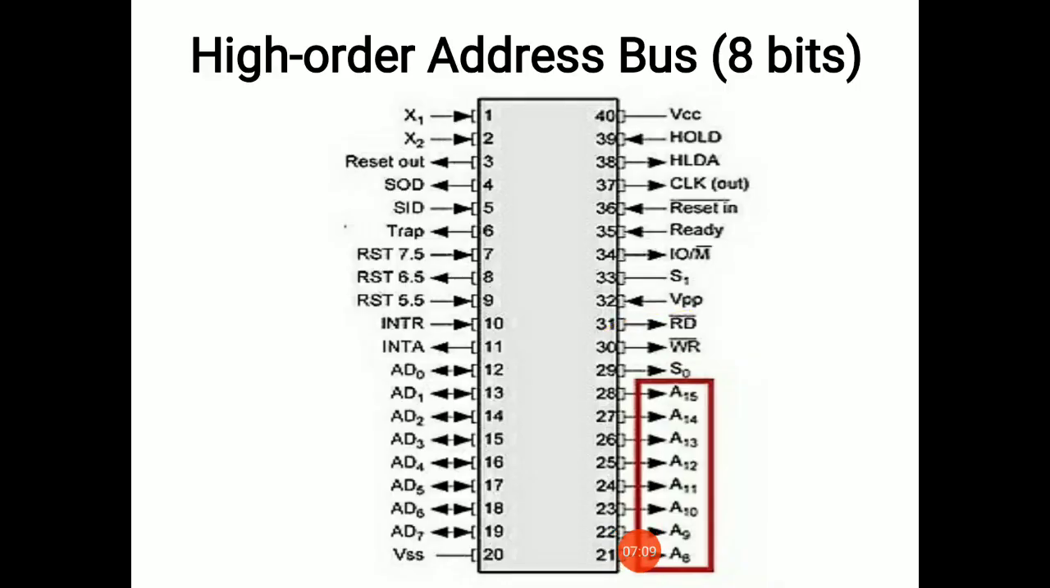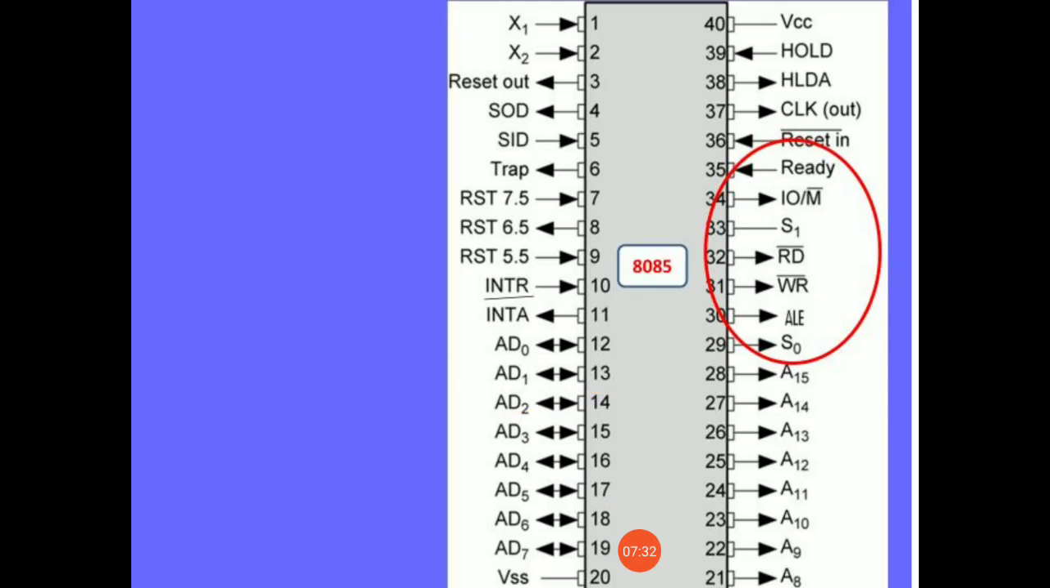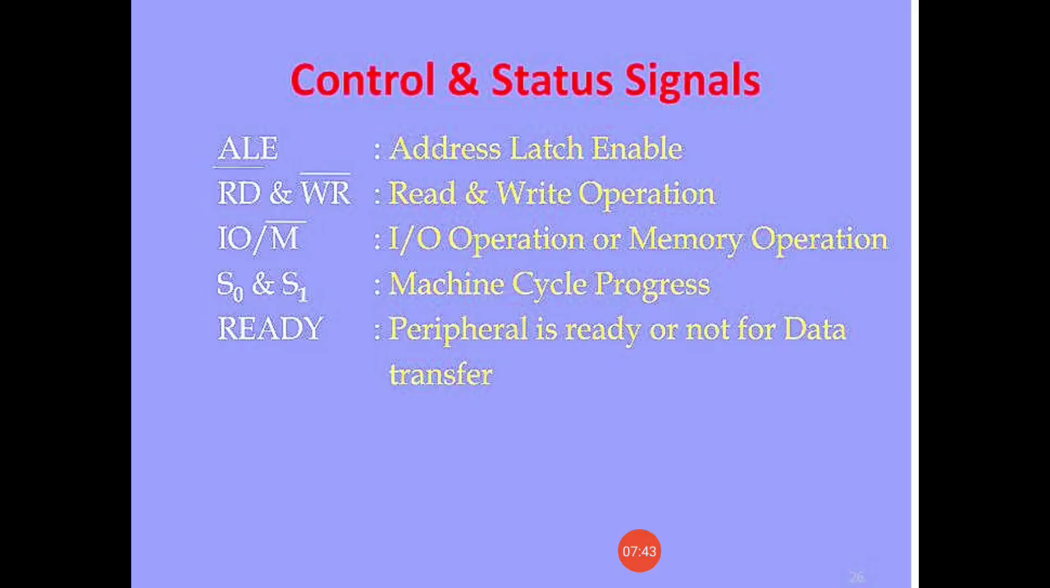The next classification of the pins is control and status signal pins. So under control and status signal pins, we have ALE, RD bar and WR bar, IO/M bar, S0 and S1, and ready. I have shown all these pins here, that is ALE, RD bar, WR bar, S0, S1, IO/M bar, and ready. So what is ALE? ALE is address latch enable.